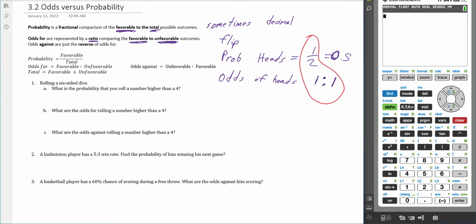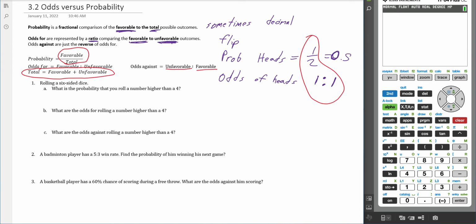So let's take a look at some of these formulas. Probability is favorable versus total, and this is a fraction. Odds for would have favorable on the left and unfavorable on the right. Odds against would have unfavorable on the left and favorable on the right. And the total is just favorable and unfavorable added together. All of that lets us convert between probability and odds very easily, as well as gives us an understanding of what they mean.